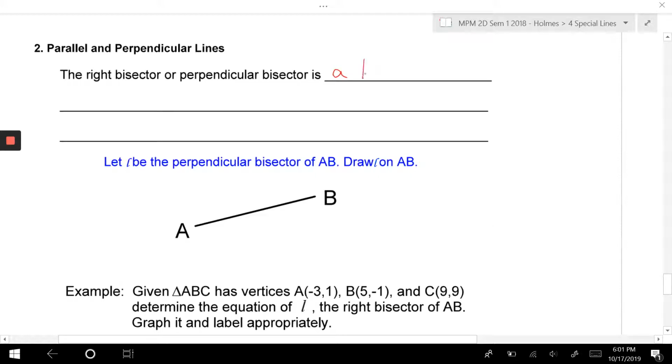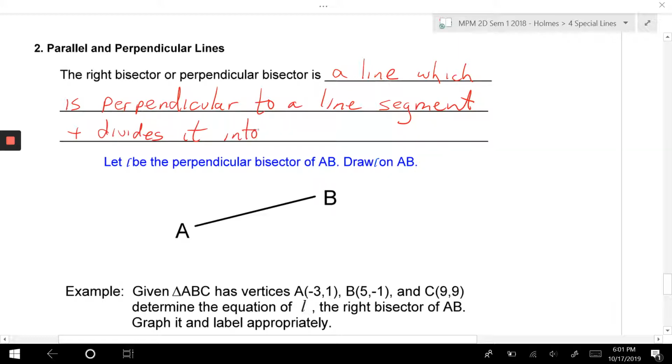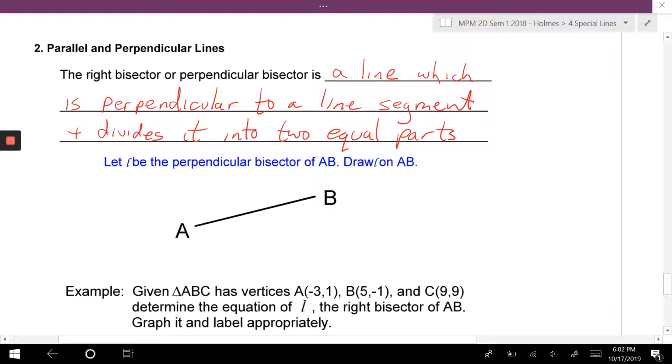So that's simply a line which is perpendicular to a line segment and divides it into two equal parts. Okay, so that's known as the right bisector or a perpendicular bisector.